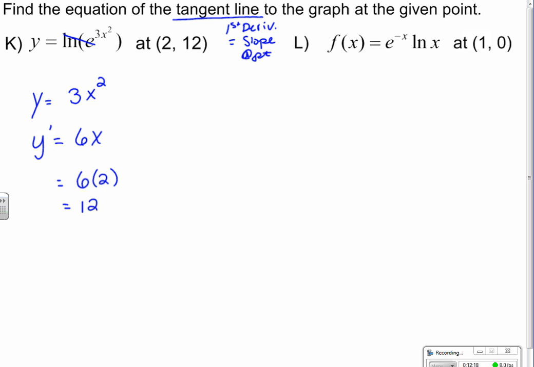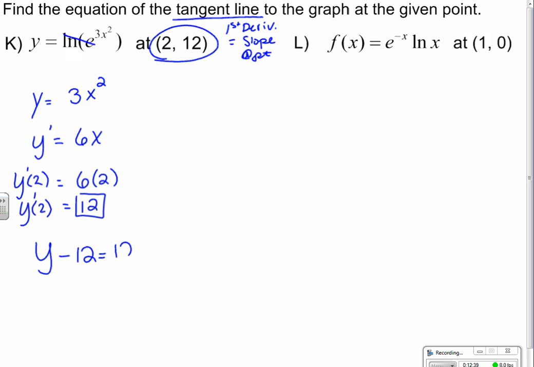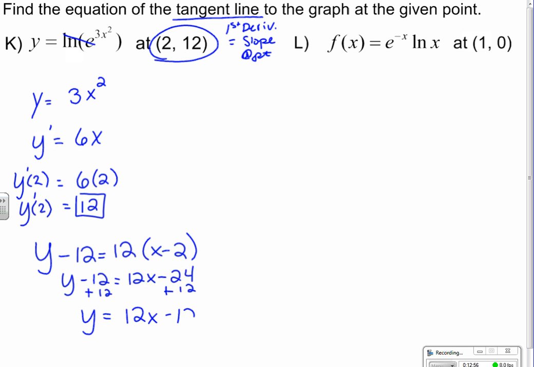And you know, I think this is bothering me. I would like to show that I'm evaluating this derivative at 2, so I'm going to put y prime of 2. y prime of 2 gives me a slope of 12. Writing the equation, I have my xy location. I'm going to have y minus 12 equals 12 times x minus 2. If I need to slide it into slope-intercept form, I can do that with a little bit of algebra. And I'm going to get y equals 12x minus 12. Final equation here.